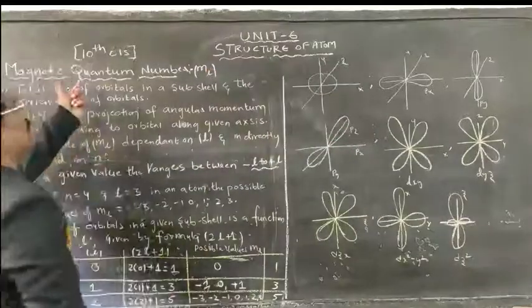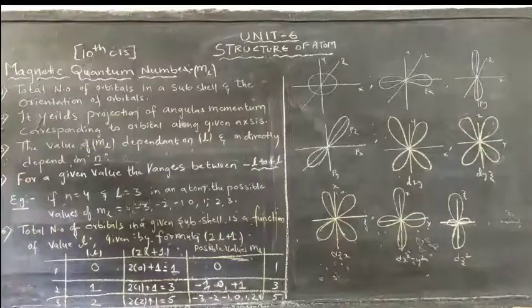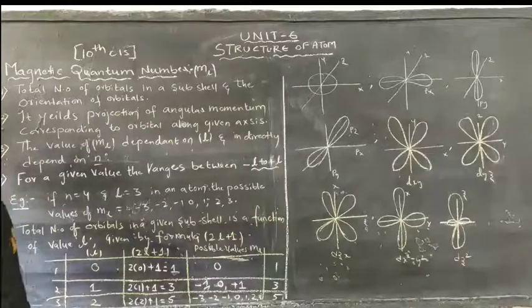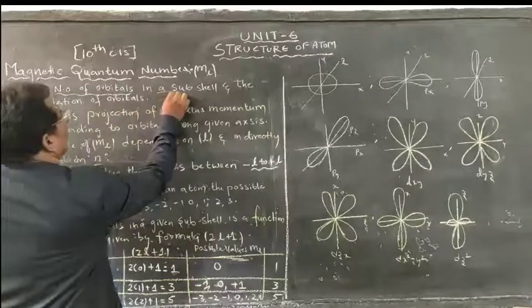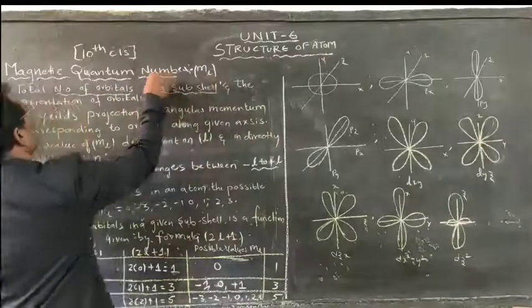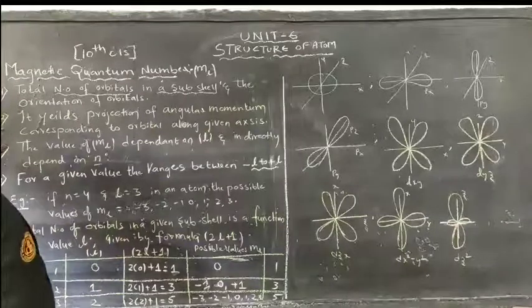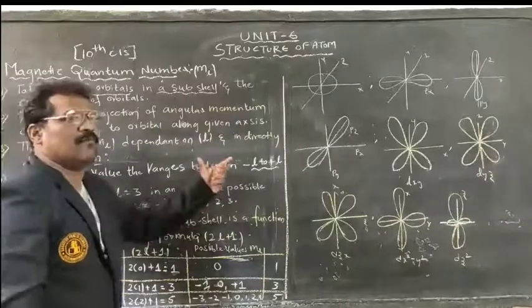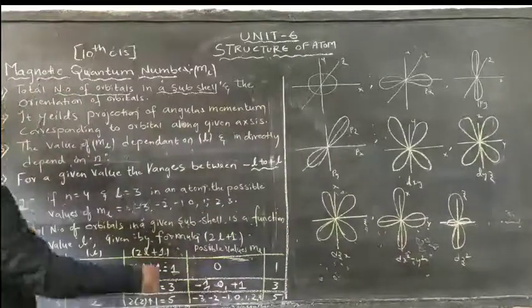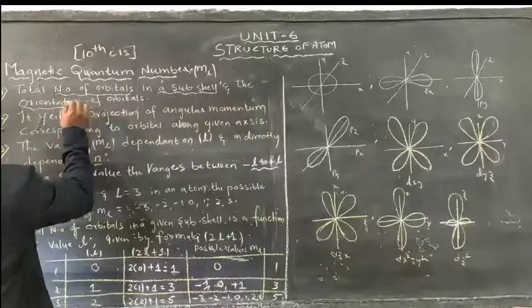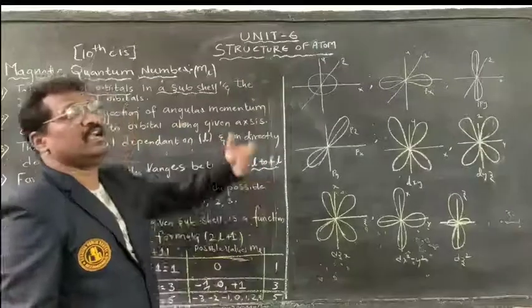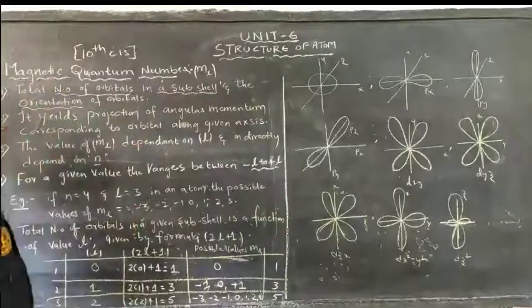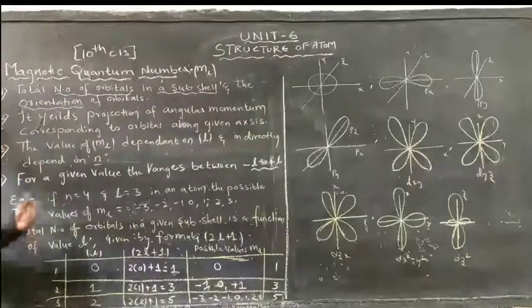What information does this magnetic quantum number give? It gives information about the total number of orbitals in a subshell. In a subshell, how many orbitals are existing? How many orbitals exist? And it gives information about the orientation of those orbitals.